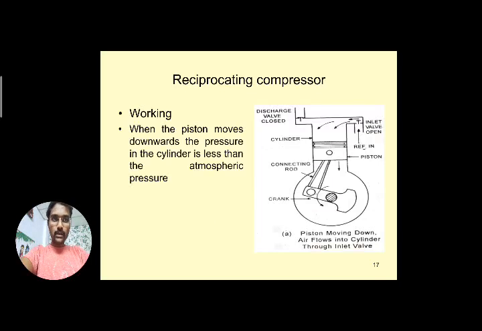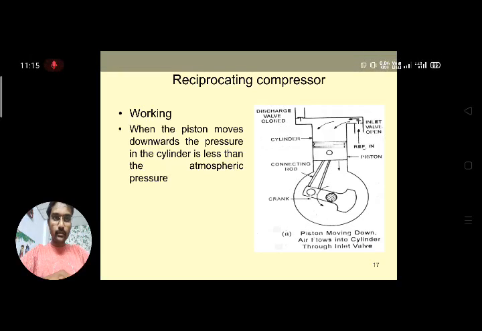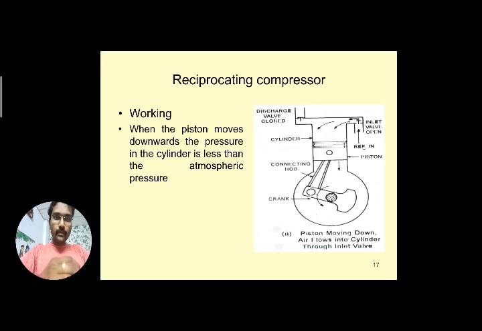So coming to the working here, when the piston moves from the top downwards, the pressure in the cylinder, remember this one point, is less than the atmospheric pressure. It means, to suck the refrigerant from the evaporator, the compressor must maintain a pressure less than the atmospheric pressure. Just like a vacuum is created inside, so it can suck the refrigerant present in the pipeline from the evaporator.